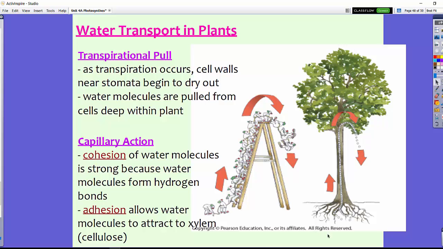This is how water actually moves from the ground all the way up through the stem and through the leaves, by transpirational pull. Just remember the clowns. The clowns climb up the ladder and then they fall over. And that's transpirational pull.